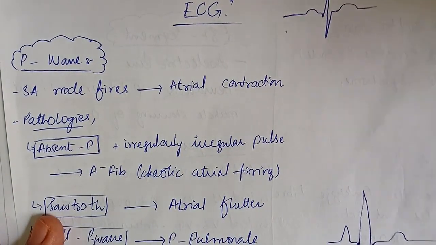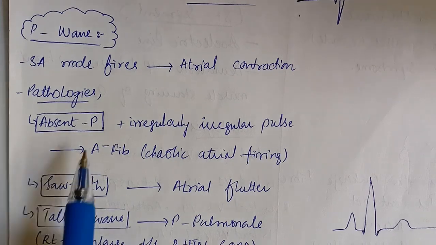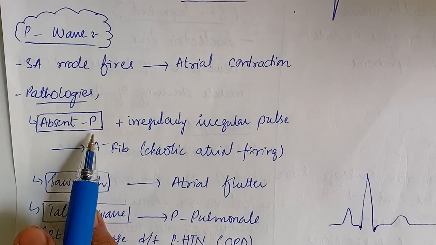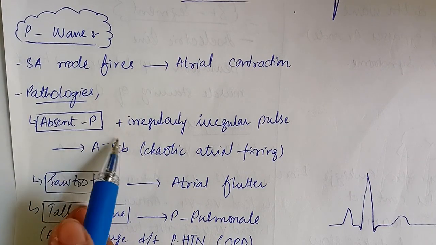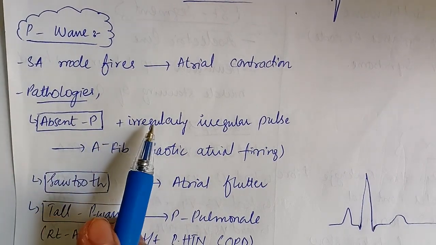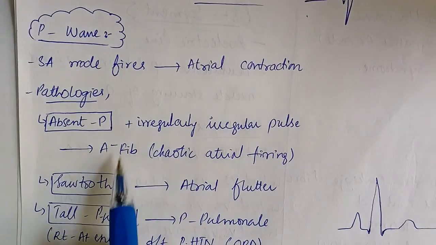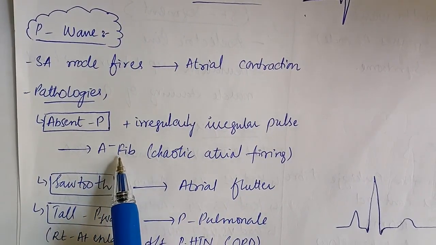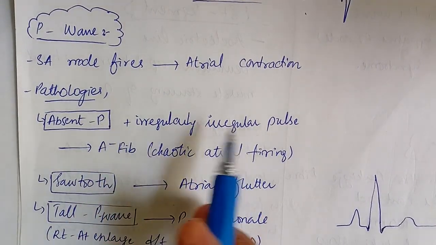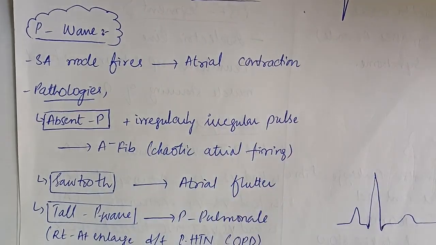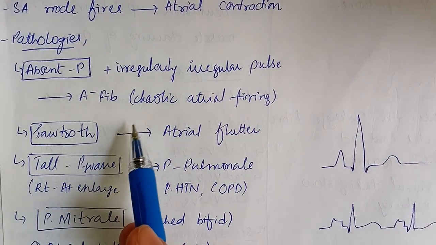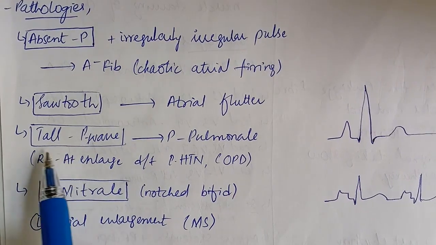There are certain pathologies associated with P waves. Absent P wave: in certain disorders, you will find that the P wave is absent on the ECG, and this is a classical sign you have to look for, especially in atrial fibrillation. If there is an absent P wave and the rhythm is irregularly irregular, you would diagnose atrial fibrillation because there is chaotic atrial firing. So the P wave would be absent, and there would be an irregular rhythm. In atrial flutter, the P waves appear as a sawtooth pattern.